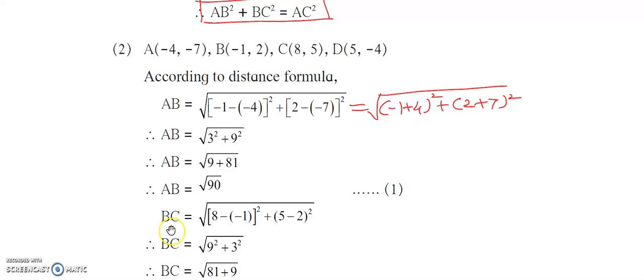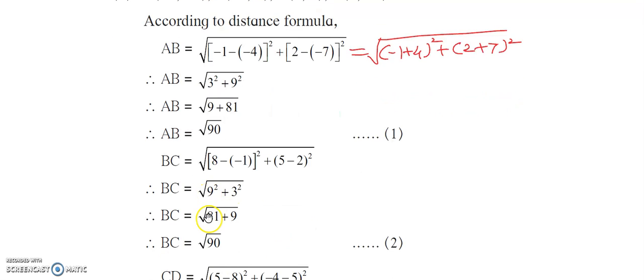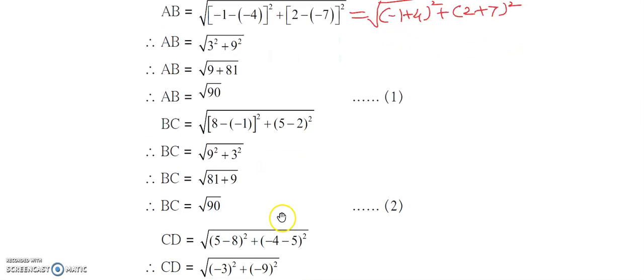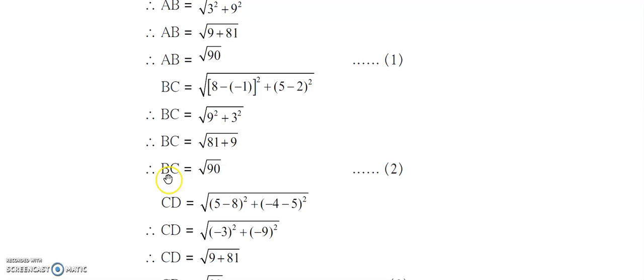What about the next, BC? Again the same thing. x2 minus x1 is 8 minus (-1), plus y2 minus y1. Therefore, in brackets you will get 5 minus 2. Here there is no negative sign, so there is no need for brackets. Therefore, BC is equal to the root of: minus minus becomes plus, 8 plus 1 means 9 squared, plus 5 minus 2, that is 3 squared. Therefore, you will get 81 plus 9. Therefore, BC is equal to root of 90.